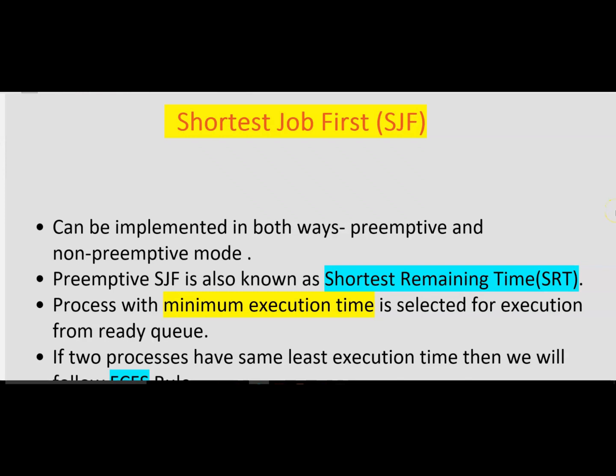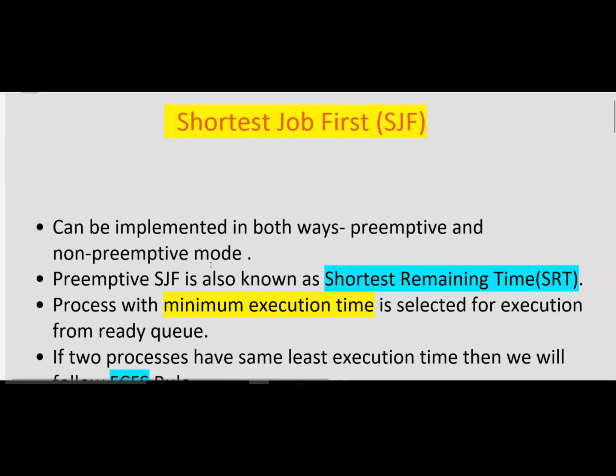Hello friends, welcome back. The next scheduling algorithm we are having is the shortest job first. We can also call it the SJF. Now this SJF can be implemented in both the modes. The very first one is the preemptive and the other one is known as the non-preemptive. So both the terms we have seen the differences.